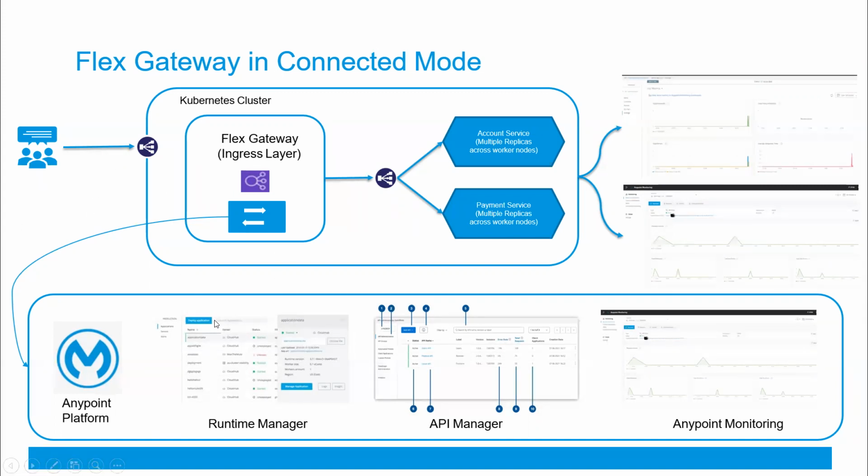And the good thing about the connected mode is that your API and your Flex Gateway get registered in Anypoint Platform. You can do all the operations from the Anypoint Platform graphical user interface. Also, in case you want to do it with CI/CD, it provides various APIs as well as Anypoint CLI scripts that you can integrate with your CI/CD pipeline.